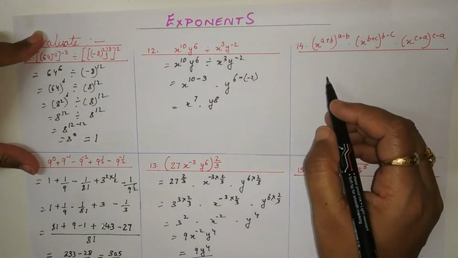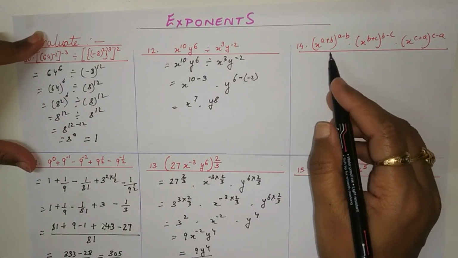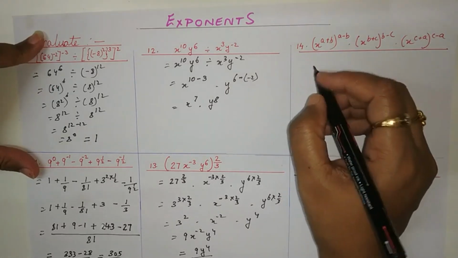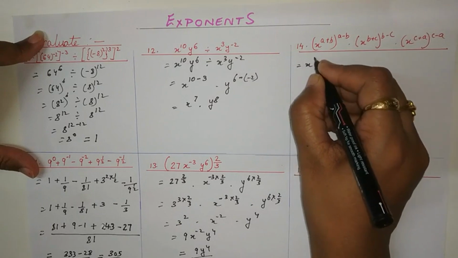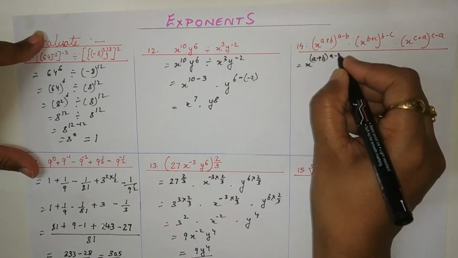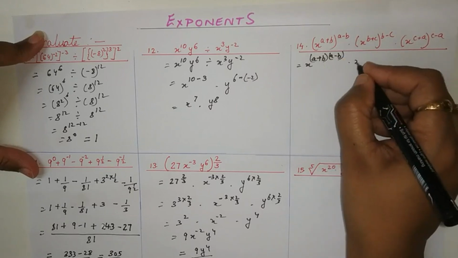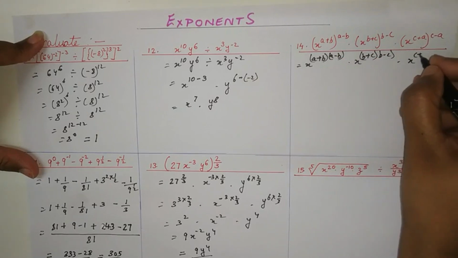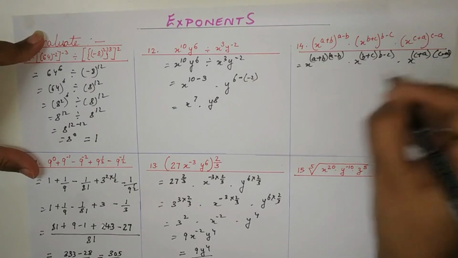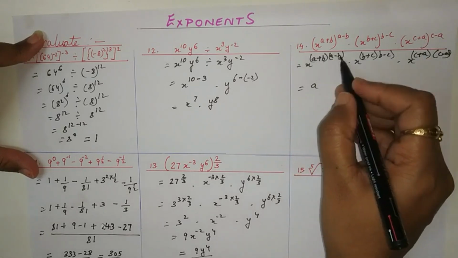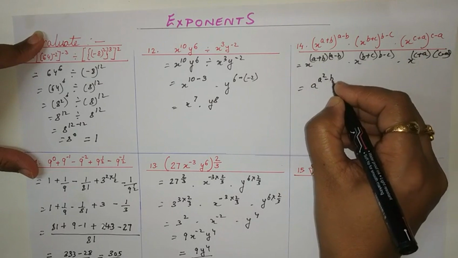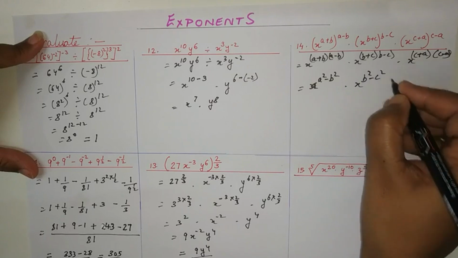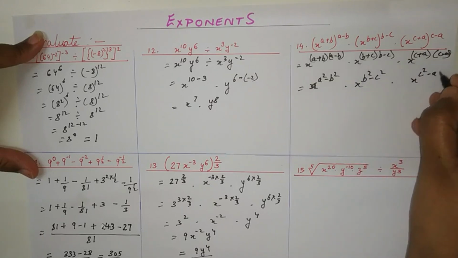Here you will need the help of the formulas that you learnt in algebra, a plus b into a minus b. So it is x to the power of a plus b into a minus b, product of the powers. Then x to the power of b plus c into b minus c. Then x to the power of c plus a into c minus a. So that is equal to x to the power of a plus b into a minus b is a square minus b square. Sorry, x to the power. Then x to the power of similarly b square minus c square. X to the power of c square minus a square.